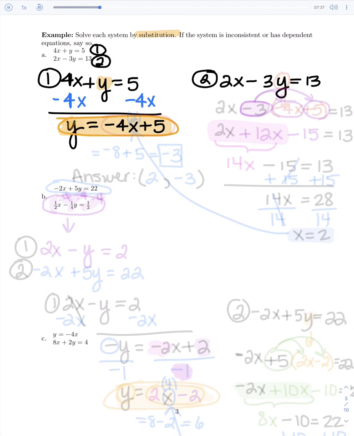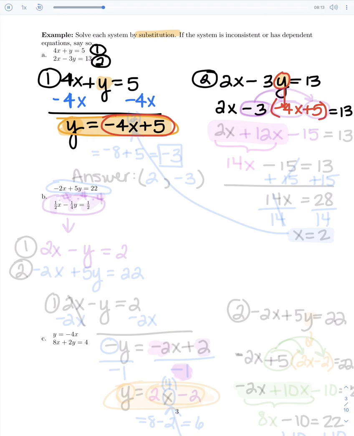And what am I going to do? I'm going to be plugging something in for my y. What am I going to plug in? This negative 4x plus 5. So I'm going to plug that in. Remember, when you plug in or substitute anything into an equation, the negative 4x plus 5, I have to put parentheses around it. Everything else, the 13 on the other side, the negative 3 out in front, the 2x, all stay the same.